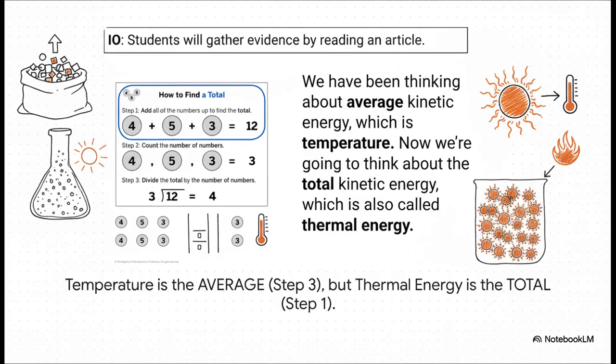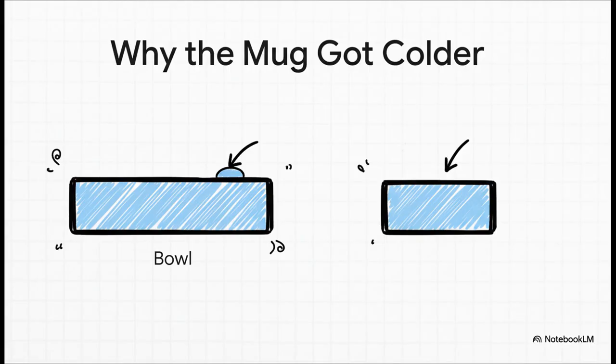This slide really breaks it down with some simple math. Think of thermal energy as step 1. You just add up the energy of every single molecule to get one big total. Temperature, on the other hand, is like step 3. You take that total and then you divide to find the average. They're connected, for sure, but they are totally different concepts. So let's walk through the solution. Both soups started at the same temperature, which means they had the same average energy. But your big bowl, with its millions and millions of extra molecules, had a much, much higher total thermal energy.